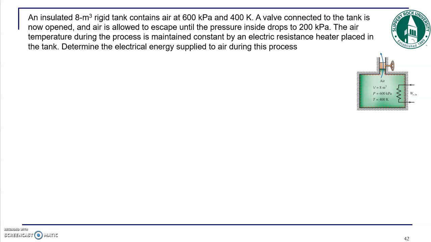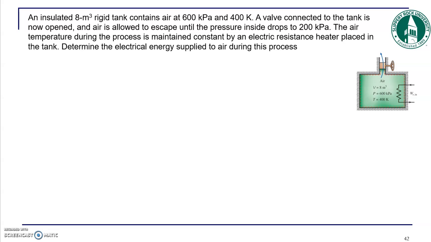Hello everyone. We want to do an example on unsteady flow process. So we have an insulated tank. The volume is 8 cubic meter. Initial pressure of air inside this tank is 600 kilopascal. Temperature is 400 Kelvin. And the air starts to exit the system, and the pressure drops to 200 kilopascal, and the temperature stays constant during the process by having an element heater inside the tank.